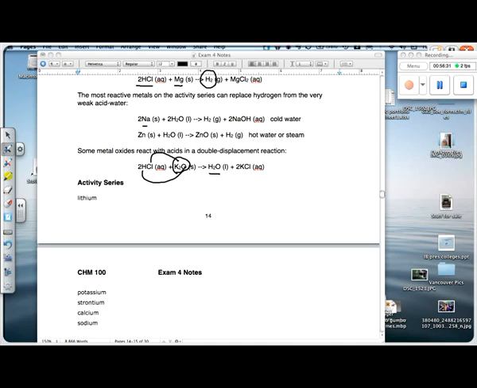Taking a metal that's above hydrogen on the activity series, and in fact, this is such a reactive metal, sodium, that it'll even replace hydrogen in water. Water can be an acid, remember. And zinc, not too many things made out of pure zinc, because if you get the water hot enough, you can also replace hydrogen out of water with the zinc. All right.